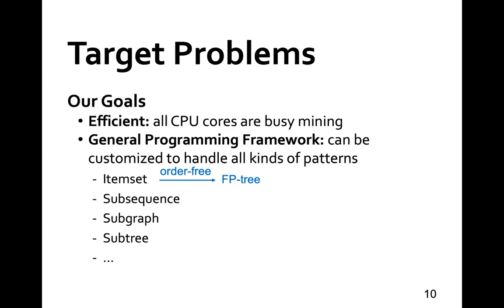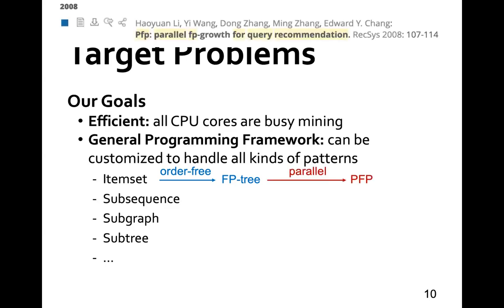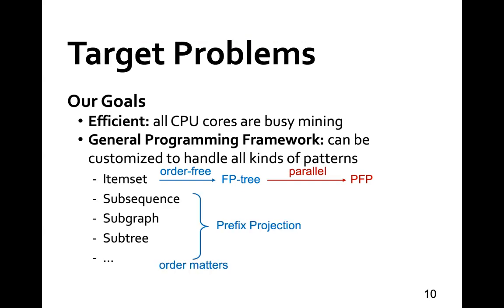So we can use algorithms that define their own order for effective mining, such as the FP-growth algorithm. However, we do not target this problem as it has already been well addressed by Google's parallel FP-growth algorithm, which is shown at the top. We consider those patterns where it matters how elements are ordered or connected.